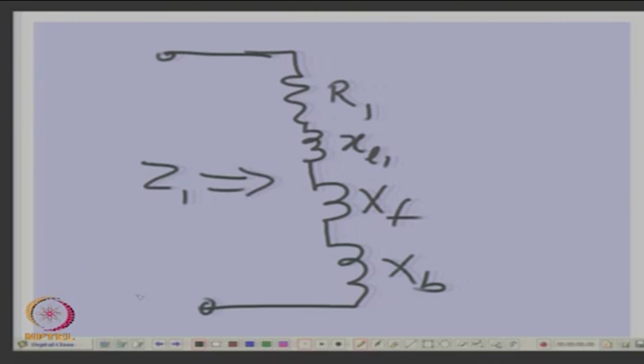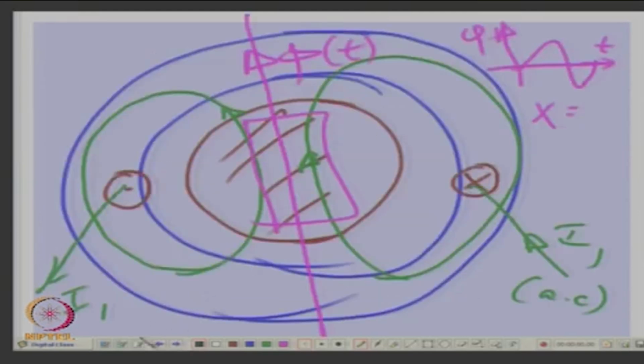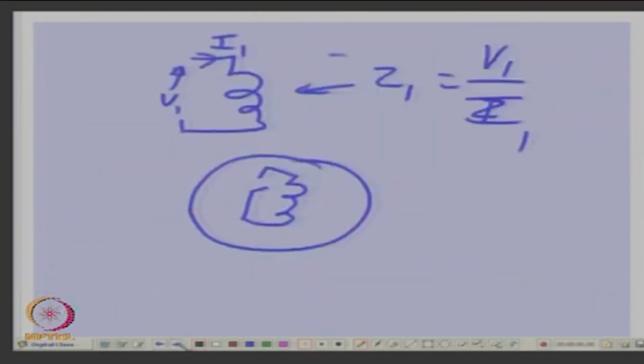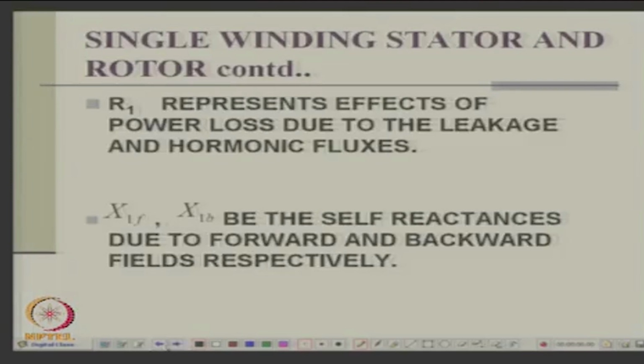Is it clear? If you have one winding, rotor open, what I am doing is the basic circuit theory. Only we are trying to associate it with rotating field theory, because pulsating flux in a core is equal to 2 rotating fluxes, clear. Therefore, R1 represents the resistive component and X1F, X1B will be the self reactance due to forward and backward fields.